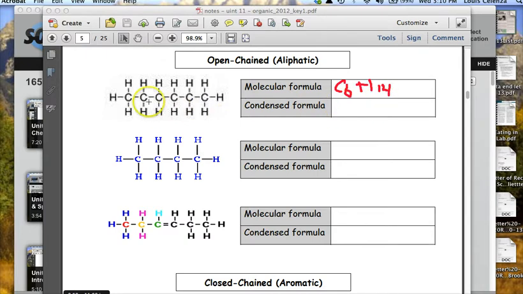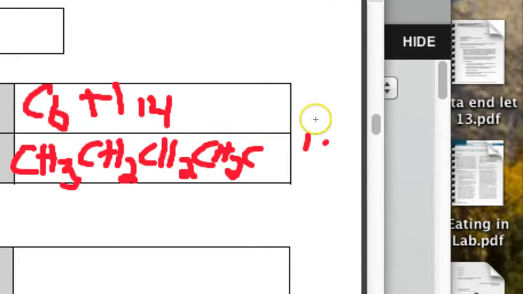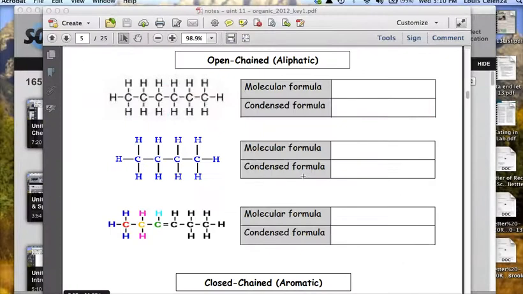The condensed formula would be to just split it in between each of the carbons, and then count them up. I have a carbon and 3 H's. I have another carbon and 2 H's. Carbon and another 2 H's. Carbon, 2 more H's. Carbon, 2 more H's. And carbon with 3 H's. And that would be the condensed formula for the first one.